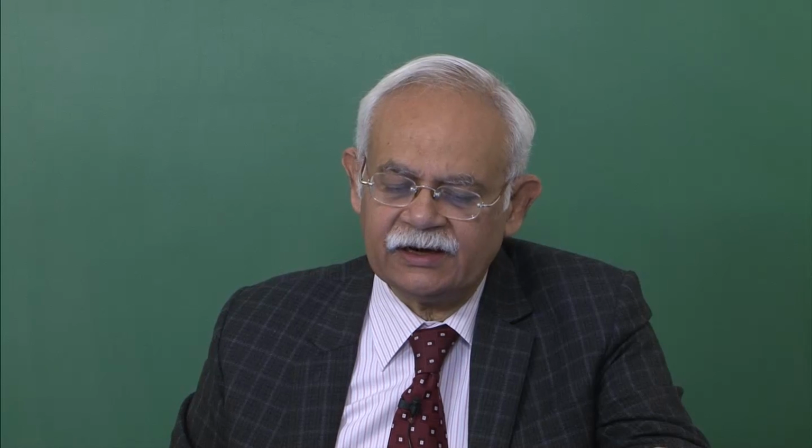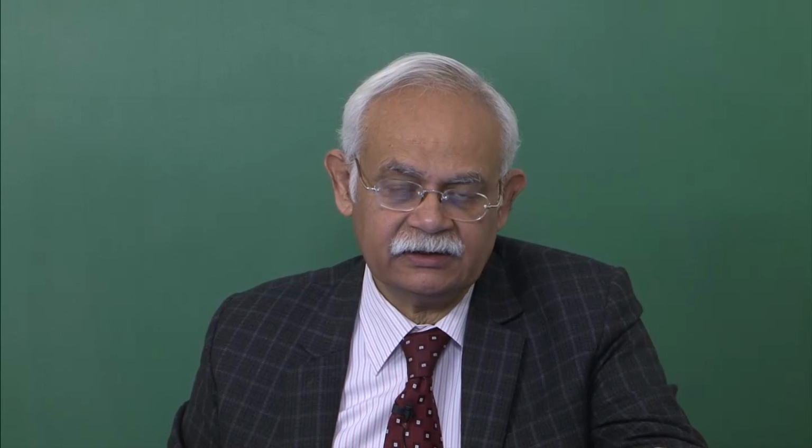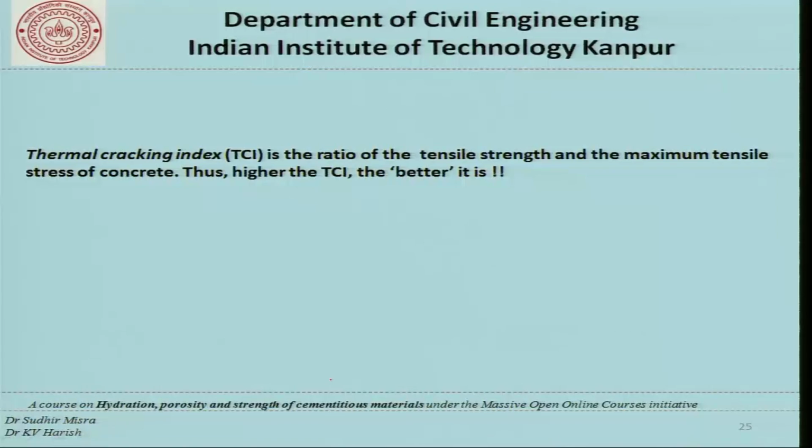Now let us try to understand how we can evaluate the danger or the vulnerability of a concrete to thermal stresses and cracking on account of thermal stresses. One such measure is the thermal cracking index, which has been defined as the ratio of the tensile strength and the maximum tensile stress in concrete. Obviously, since it is the ratio of the strength to the stress, a higher value of TCI is better from the point of view of susceptibility to cracking.